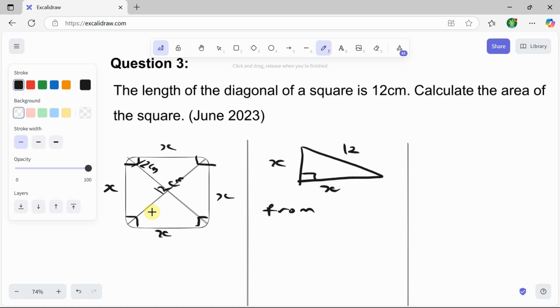For a square, it also bisects equally. So this will be 6, this will be 6, this will be 6, this will be 6. But for a rectangle, it does not bisect equally. So you need to know that, and we discussed that in the previous videos to this.